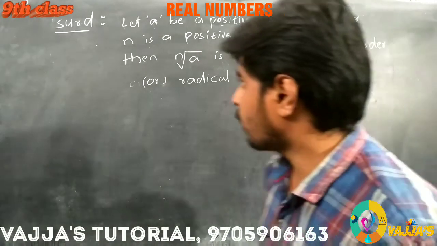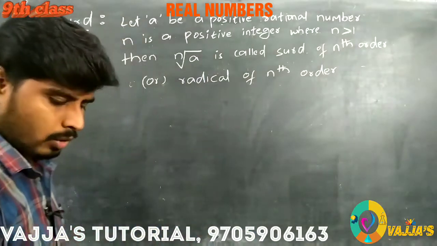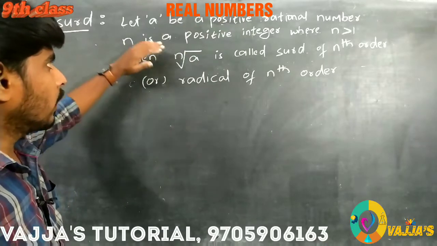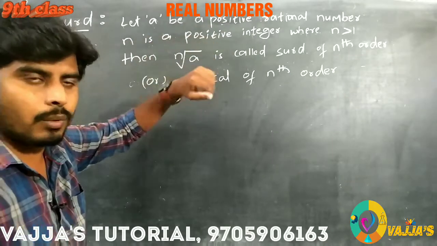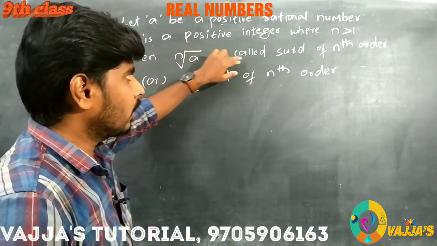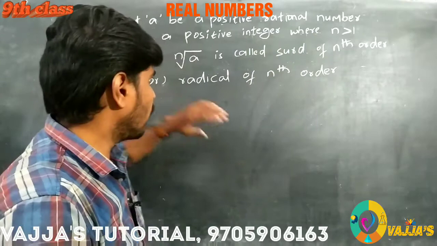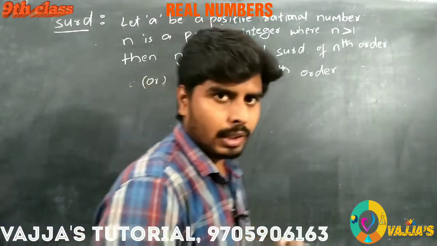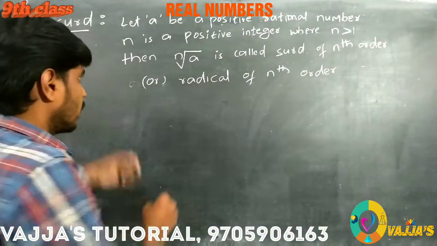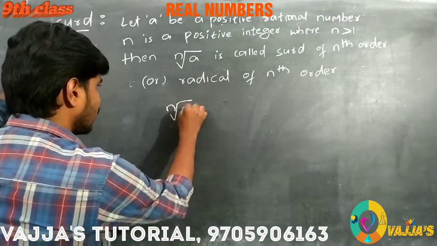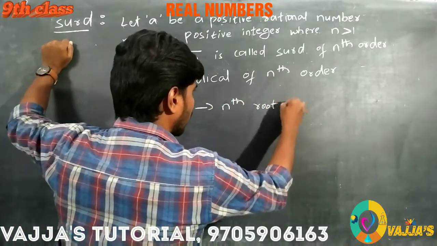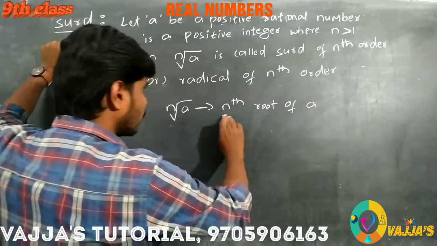Next we are going to learn about surds. Look at the definition of surd. Let a be a positive rational number and n a positive integer where n is greater than 1. Then nth root a is called a surd of nth order or radical of nth order. We can read this as the nth root of a.